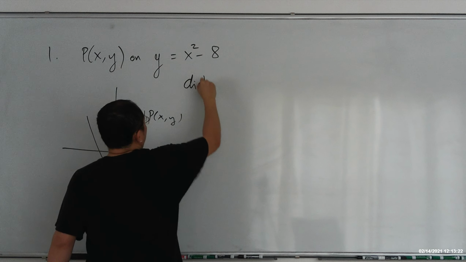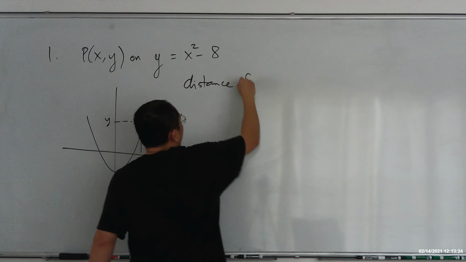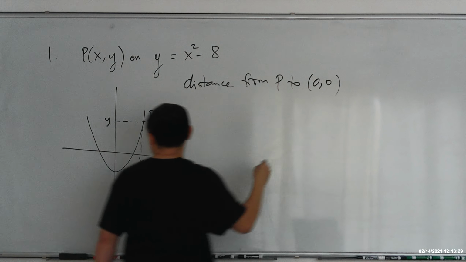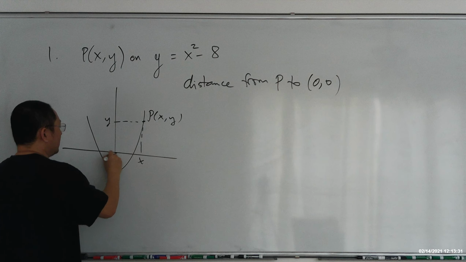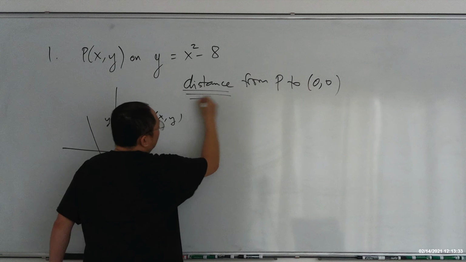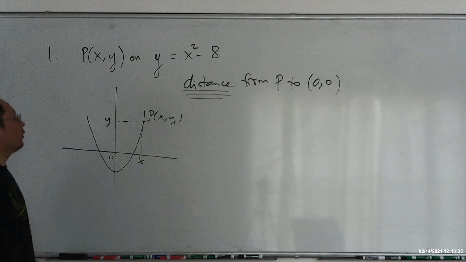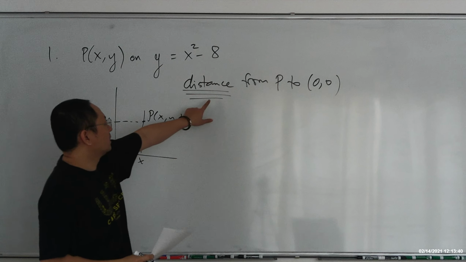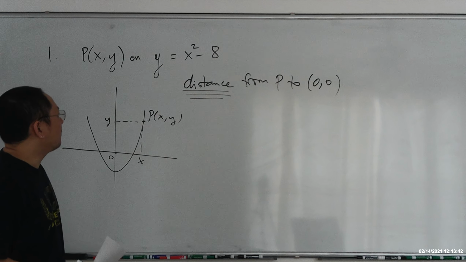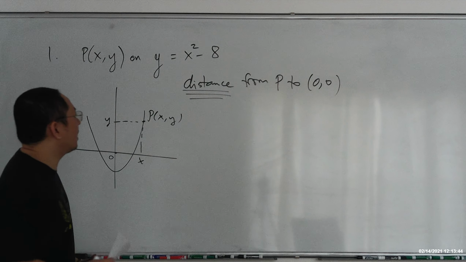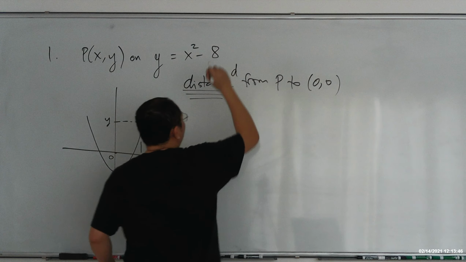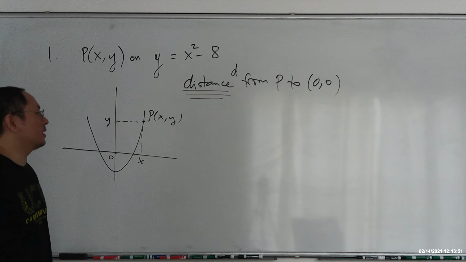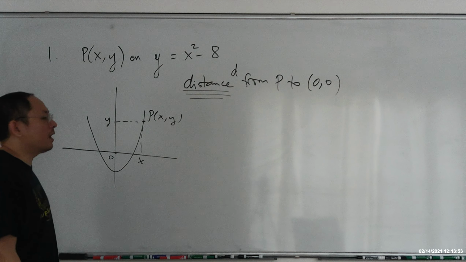Distance from P. The origin means (0, 0). The origin is right here. Okay? So the key thing that we're looking for: we read the problem, you read the whole thing, and you find the keywords. The keyword for this one is find the distance. The book calls the distance D. Distance D from P to the origin. Origin means (0, 0).